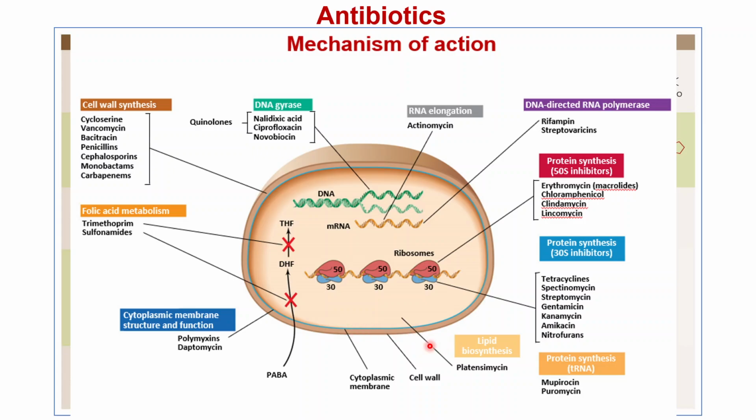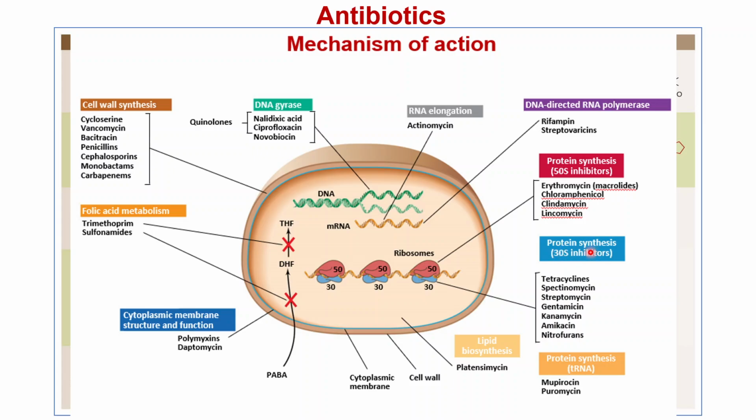So these are the different parts: this is the cytoplasmic membrane and this is the cell wall of this bacterial cell. We have the lipid biosynthesis inhibitor in the case of plantasmycin. Then we have protein synthesis tRNA binders like mupirocin and puromycin. Mupirocin is a very popular antibiotic which treats skin infections basically.